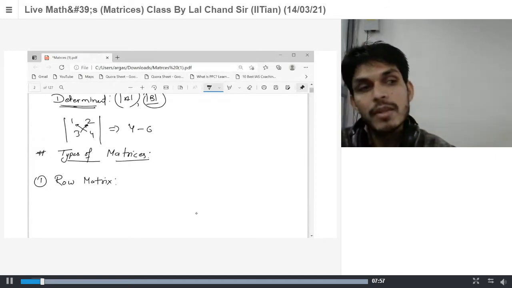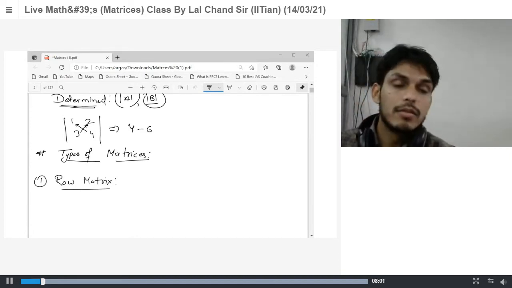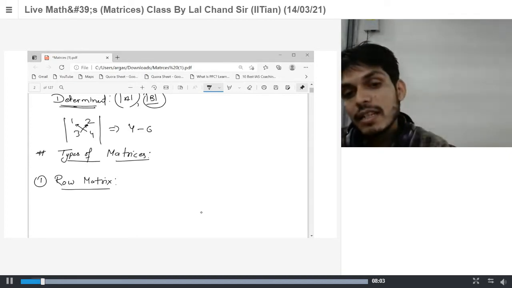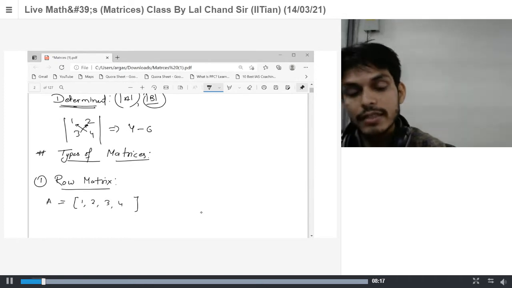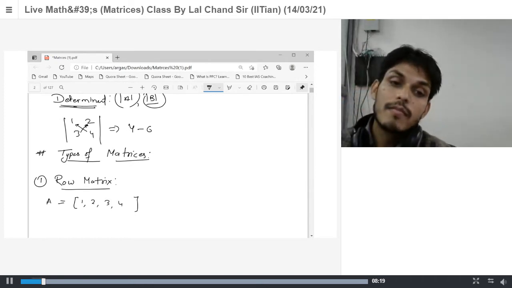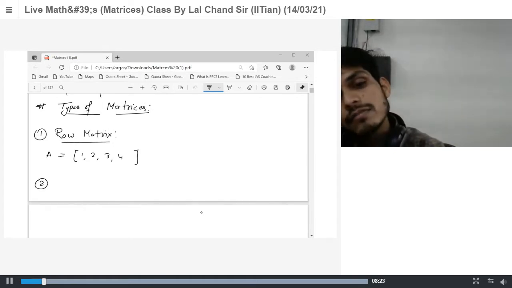So first type is row matrix. Row matrix is basically a simple arrangement along a row. For example, this is matrix A: 1, 2, 3, 4. So this is a row matrix. Okay. So second type is basically column matrix.